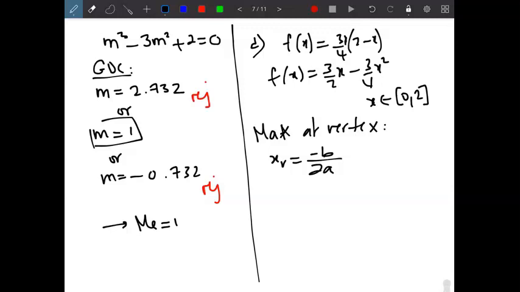So it's negative 3 over 2 times negative 3 over 4. So the abscissa of the vertex is 1. So the mode is the abscissa, this is what we're interested in. So f is maximum at x equals 1, then the mode of the distribution is 1.